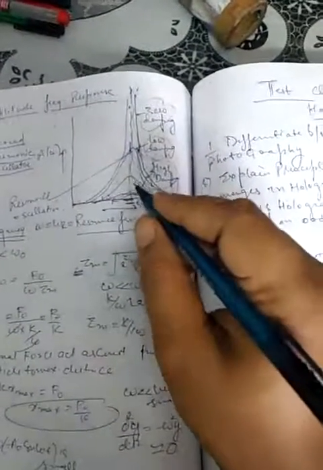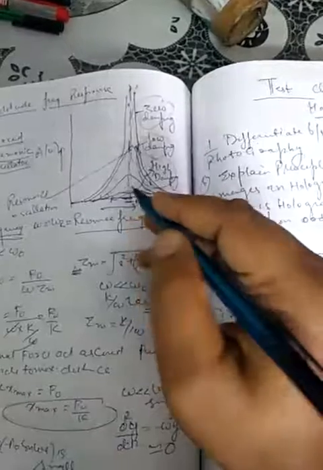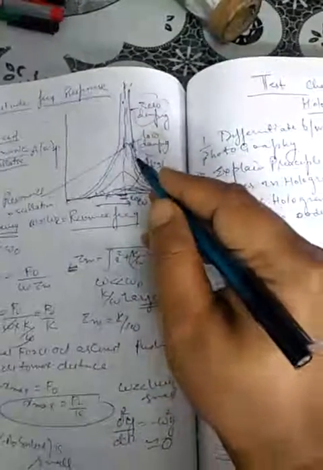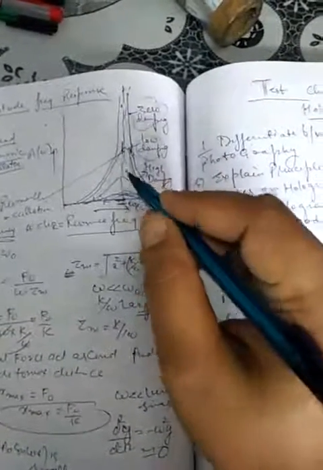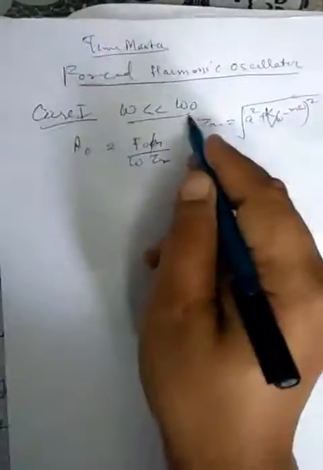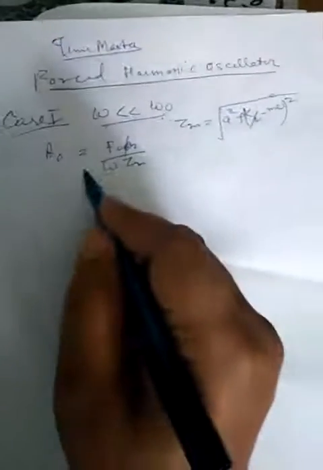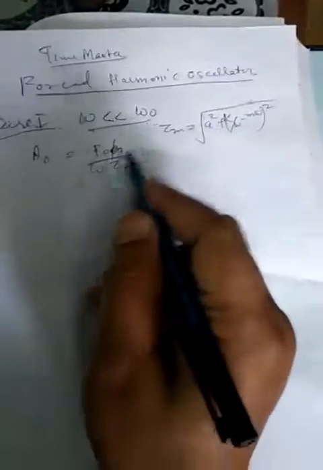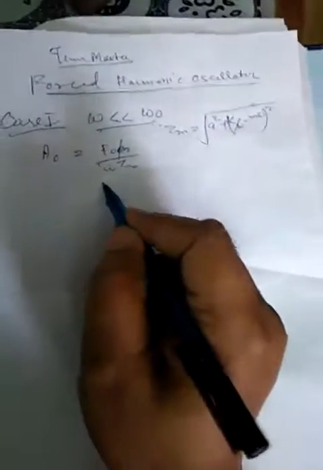Now we are going to get the equations for low frequency, for high frequency, and at resonance. What kind of equations will we get? This is the first case, low frequency, when omega is very much less than the natural frequency. In that case the amplitude a naught is equal to f naught by omega into zm.